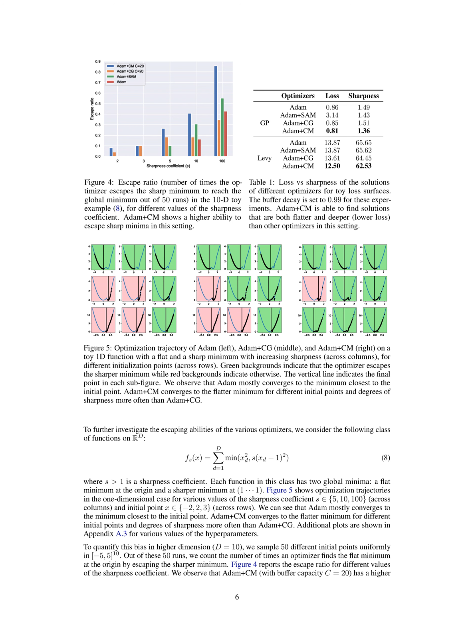and degree of sharpness. To quantify this bias in higher dimensions, we sampled 50 different starting points uniformly in a 10-dimensional space. We then counted the number of times an optimizer found the flat minimum at the origin by escaping the sharper minimum. Our results showed that Adam with CM, with a buffer capacity of 20, had a higher escape ratio than the others as the sharpness increased. We repeated this experiment with various buffer capacities in the appendix.